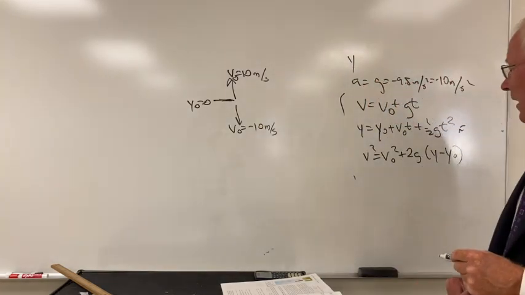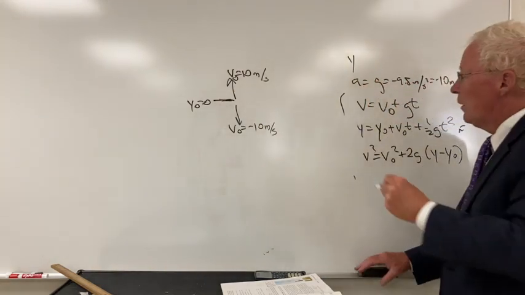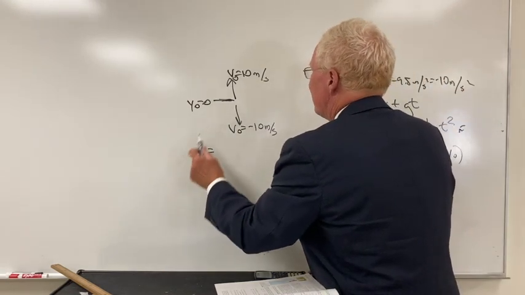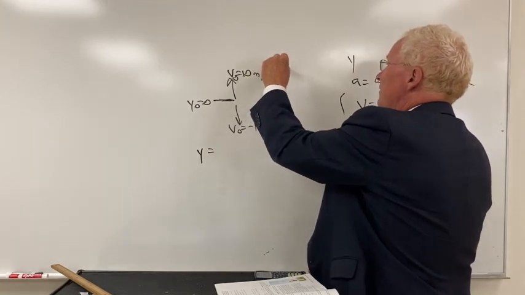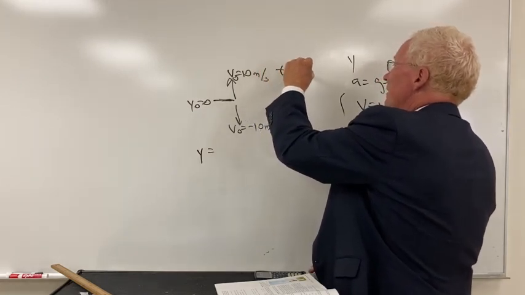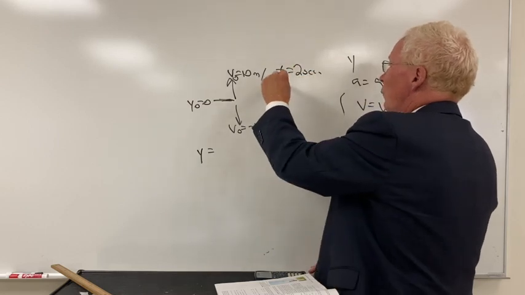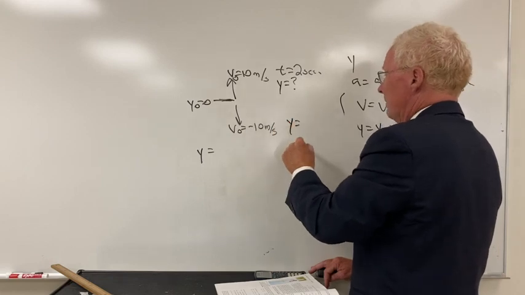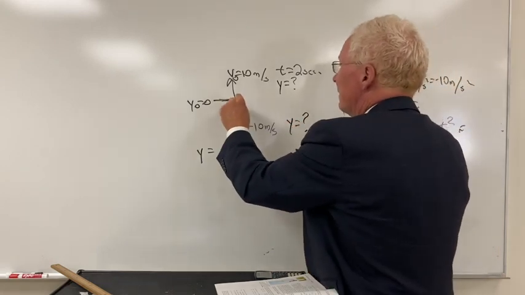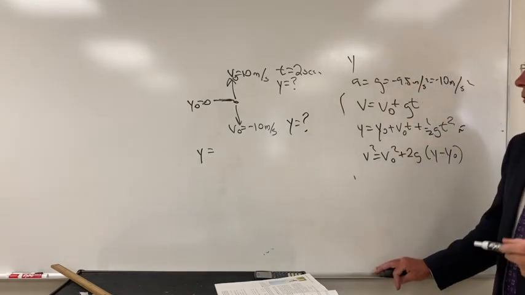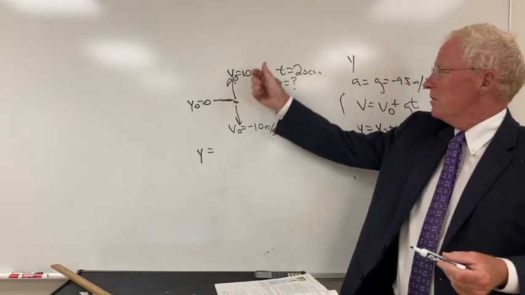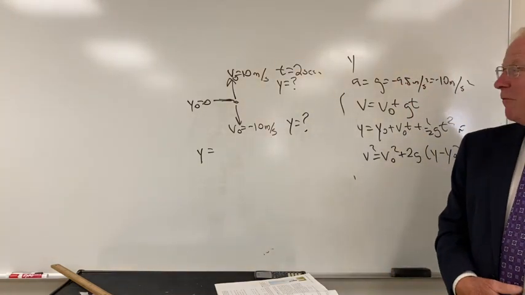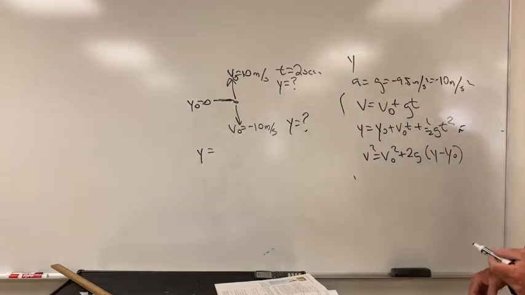And the question would be, what would be its position? In this case, let's say t is 2 seconds. What would be y here? And what would be y here? Velocity is the same number, throwing at 10 meters per second. In the first case, I'm throwing upwards. Second case, throwing downwards. What would be the position after 2 seconds for each one?